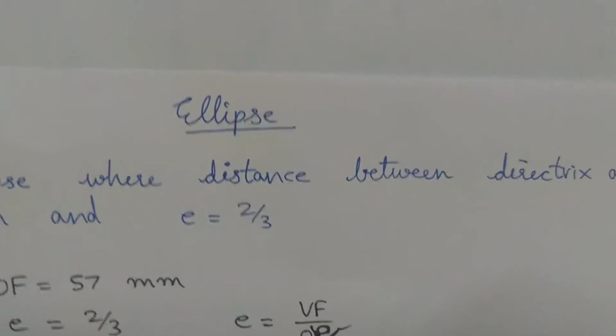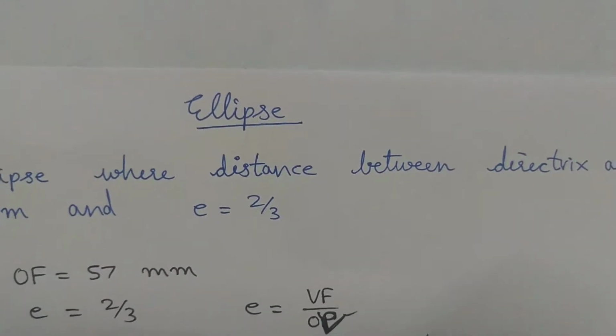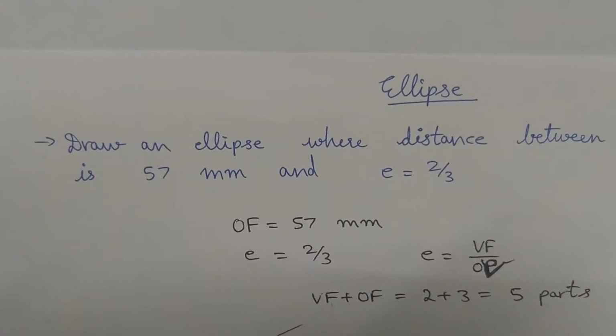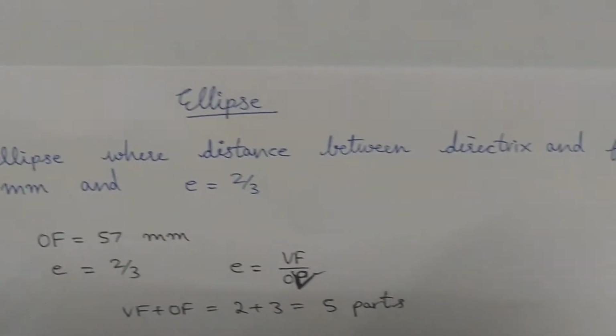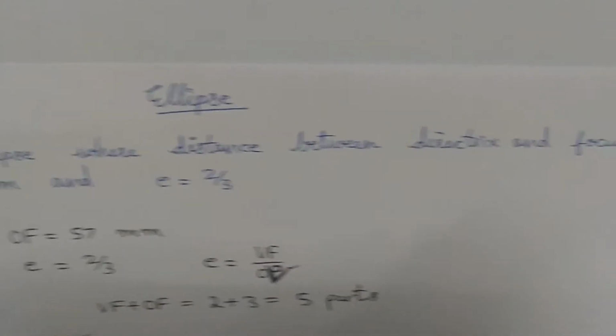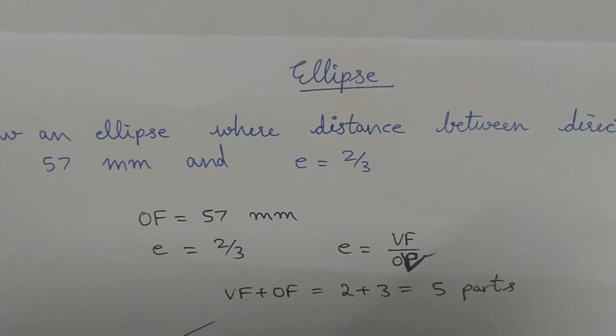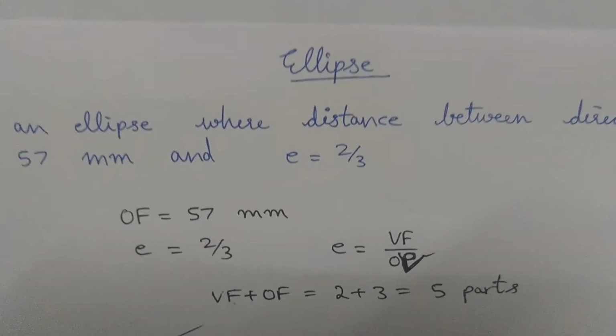Hey guys, welcome back. So now that we're clear with the basics, we can go ahead and solve a problem. In this question, they've asked us to draw an ellipse where the distance between the directrix and the focus is 57 millimeters and the value of the eccentricity is 2/3.